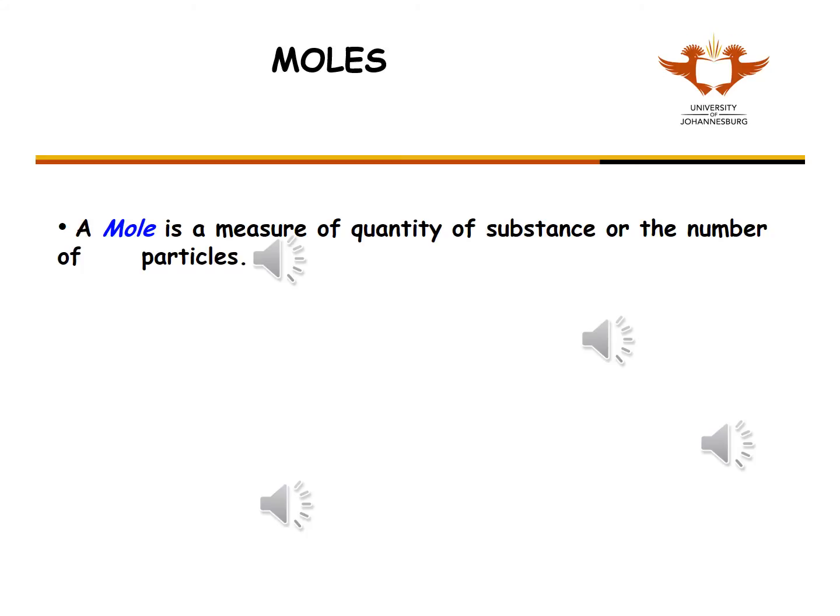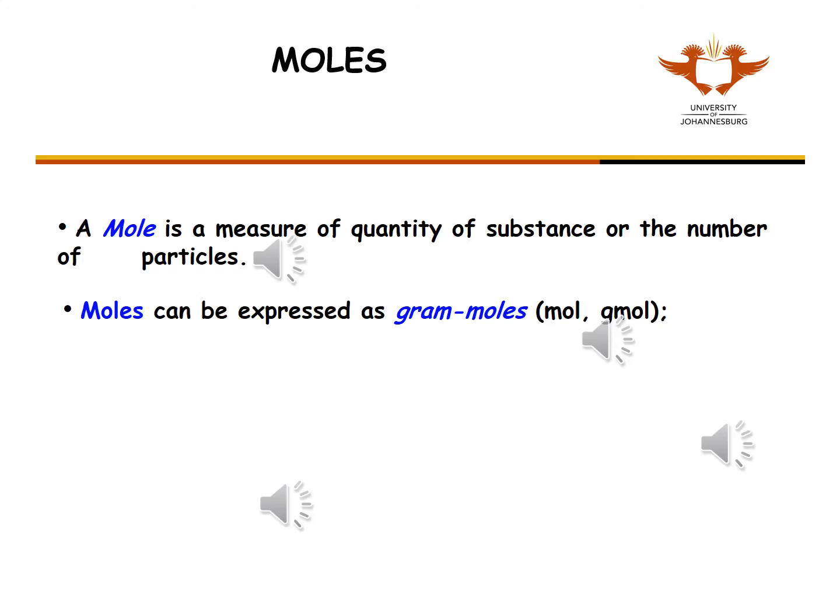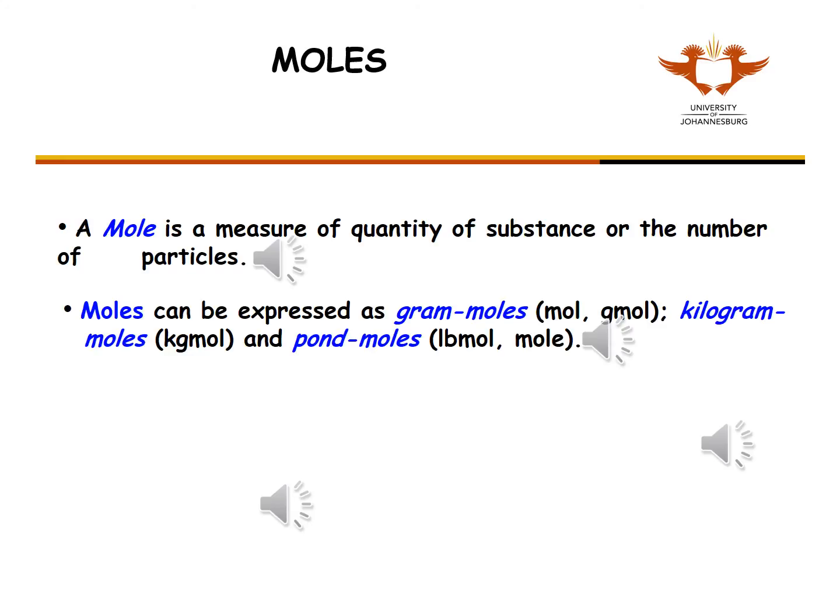In SI units, 1 mole is 6.022 times 10 to the power 23. One pound mole is 6.022 times 10 to the power 23 times 453.6.